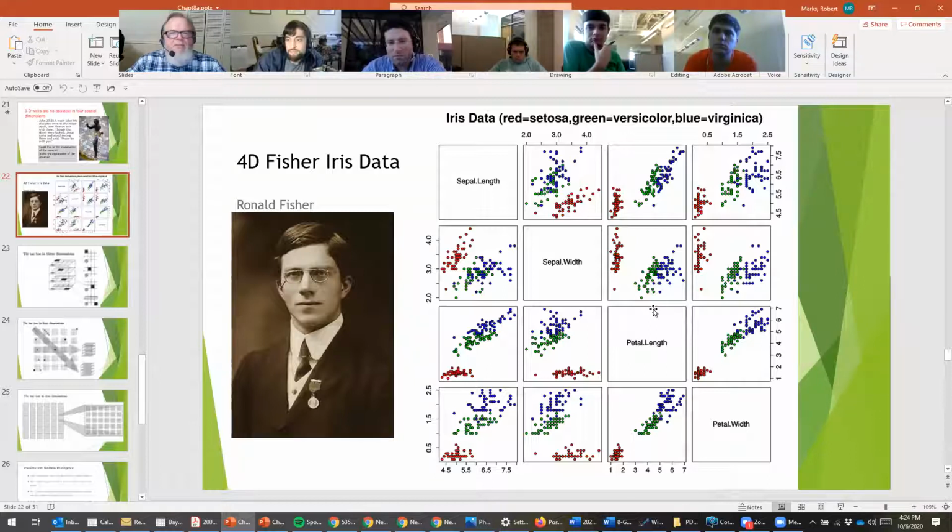Ask me what sepal is. Sepal, I forget. Anybody know what sepal is? It's like these leaves looking things that are kind of under a flower. Okay. It's just part of a flower. I don't think they all have them though. Okay, but the iris probably has one.